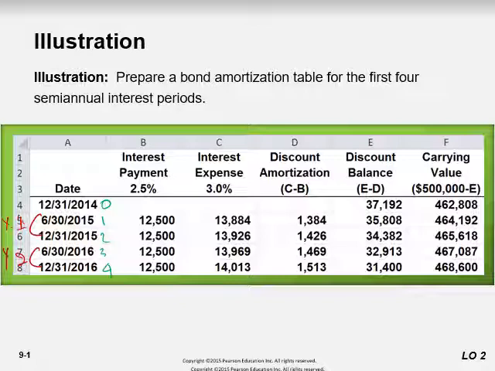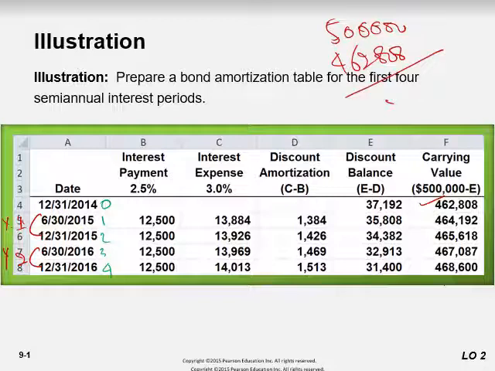So period 0, that is when the company issued and received 462,808. The face value was 500,000. The company receives 462,808. The balance is 37,192, which is the discount, right here.